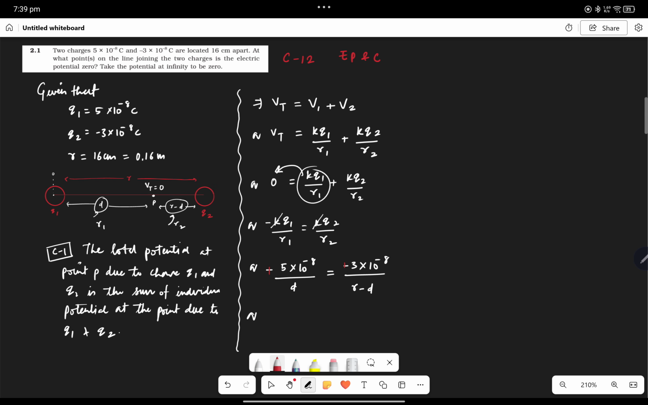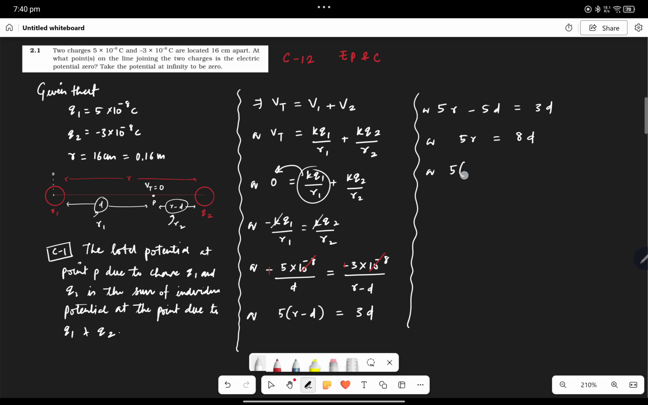So minus and minus are going to eliminate in the first place, then 10 to the power minus 8 and 10 to the power minus 8, and now we have to rearrange it. So 5(R minus D) is equal to 3D. Okay, and now we have 5R minus 5D is equal to 3D. So 5R is equal to 8D, and we know the value of R.